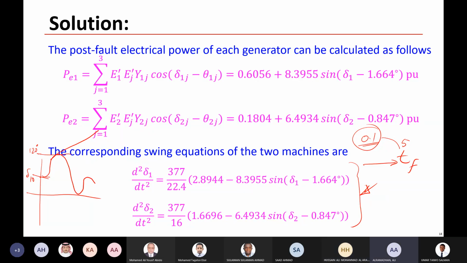Yes, Doctor. I have a question about the reduced admittance matrix part A.